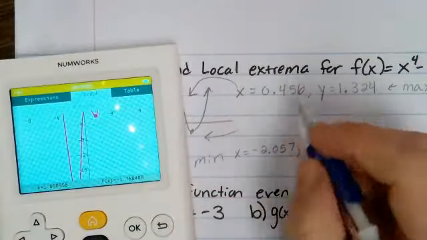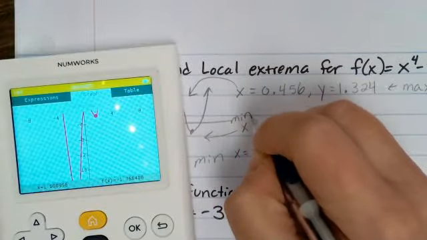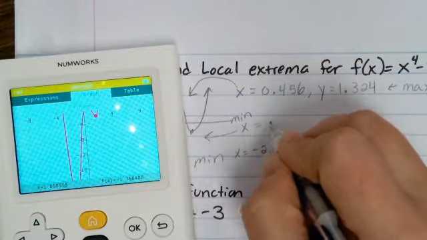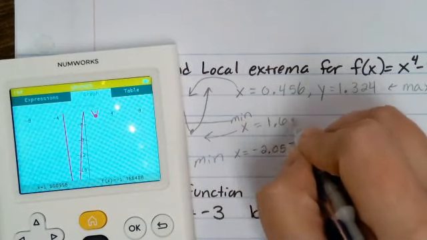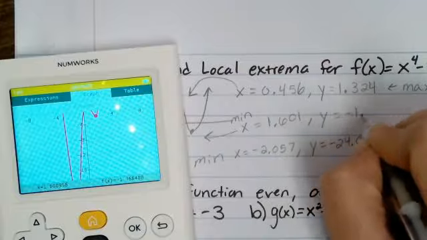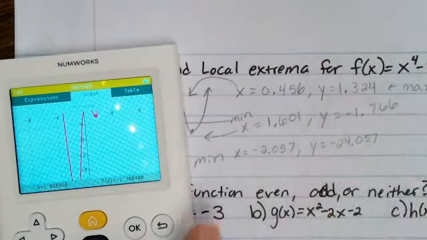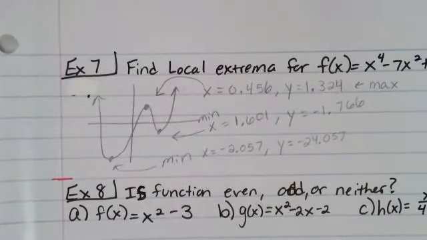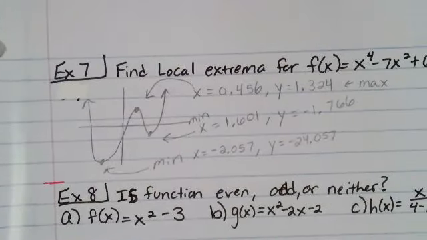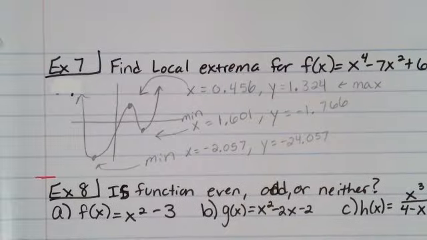So this other minimum, I'm going to label that. We have x equals 1.601, and my y is negative 1.766. All right, so you can see we have one maximum and two minimums. You can give the x and y values. You can write it as a coordinate, all that jazz.